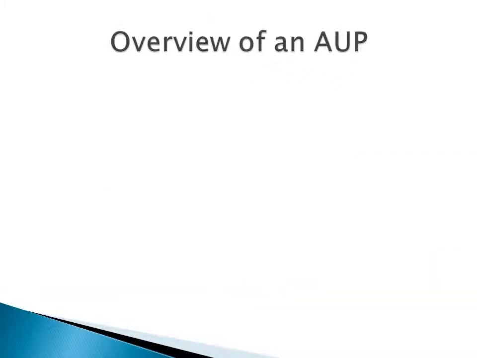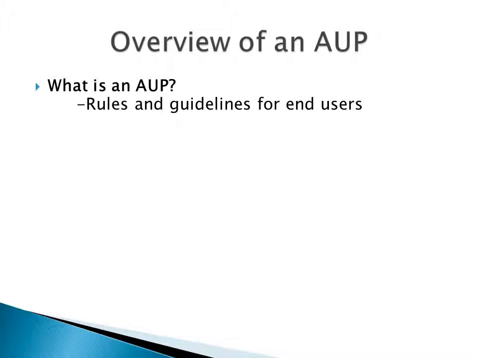We will first begin with an overview of what an acceptable use policy is and why it's important. An acceptable use policy is a set of rules and guidelines to be followed by end users on the network or system. In this case, end users are defined as teachers, students, and other staff and personnel that have access to the PGCPS system.